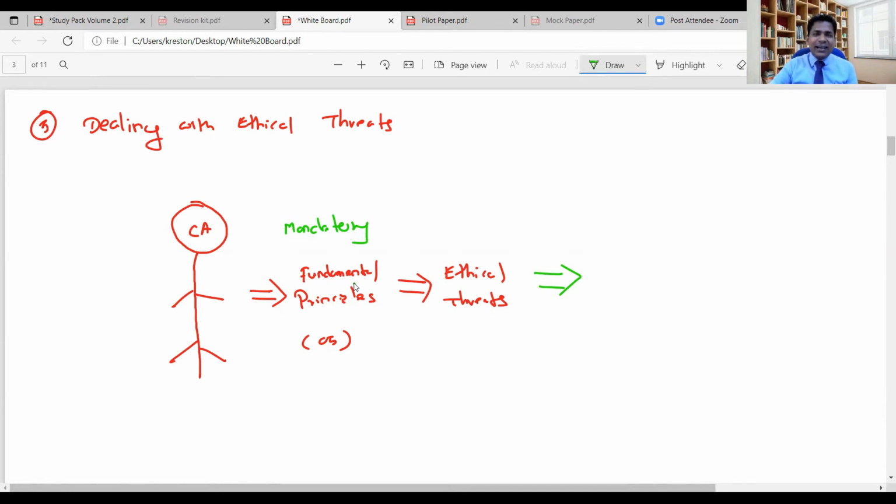Similarly, this chartered accountant also needs to maintain the fundamental principle. While maintaining the fundamental principle, the threats are arising like wild elephants. Who cares? Wild elephant threats are coming.